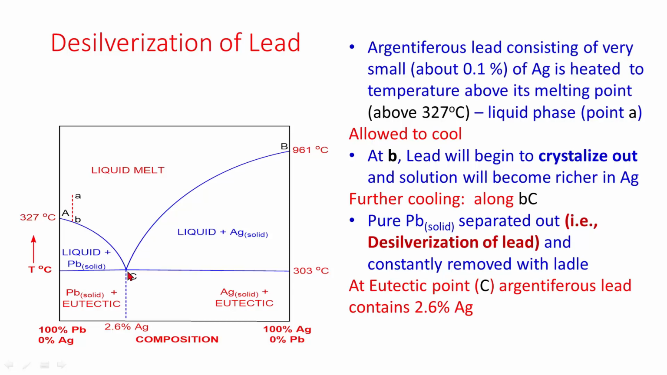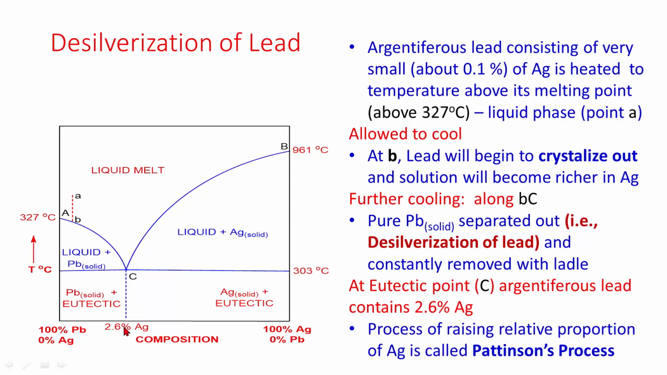At eutectic point C, argentiferous lead contains 2.6% of silver. The process of raising the relative proportion of silver, from initially about 0.1% to 2.6% of silver, is termed Pattinson's process.